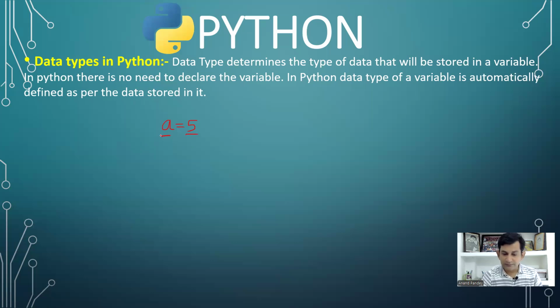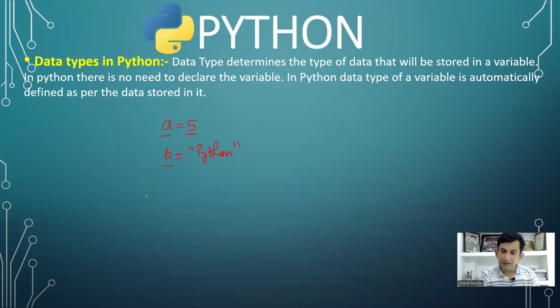So the type of variable A will be what? Int, because we are storing a value of int type. Consider another variable we have taken, and here we are writing in double quotes, Python. Python is in double quotes, so what is this? It is a string. So the data type of this variable B will be what? String. It is called str.